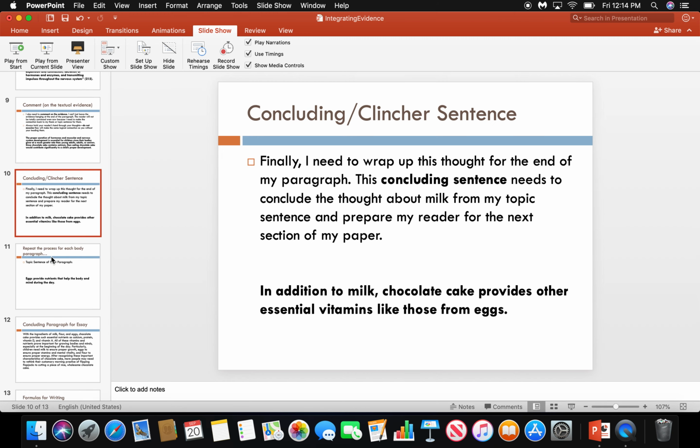So now we need to finally wrap up this thought at the end of our paragraph. This would be the summary statement from the TEST acronym for my foundation students. This concluding sentence needs to conclude the thought about milk from our topic sentence and prepare our reader for the next section of our paper. This is a good example of where transitions from text will come into play from beyond our paragraphs, but throughout the essay. So, in addition to milk, chocolate cake provides other essential vitamins like those from eggs. So as you can see, we're transitioning from the milk paragraph to the egg paragraph.